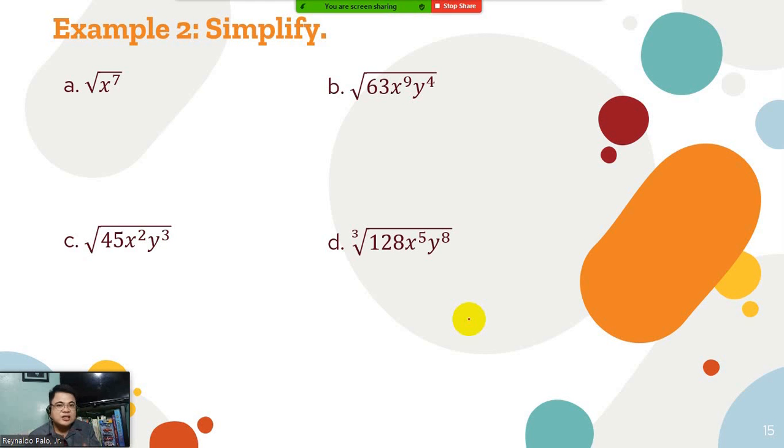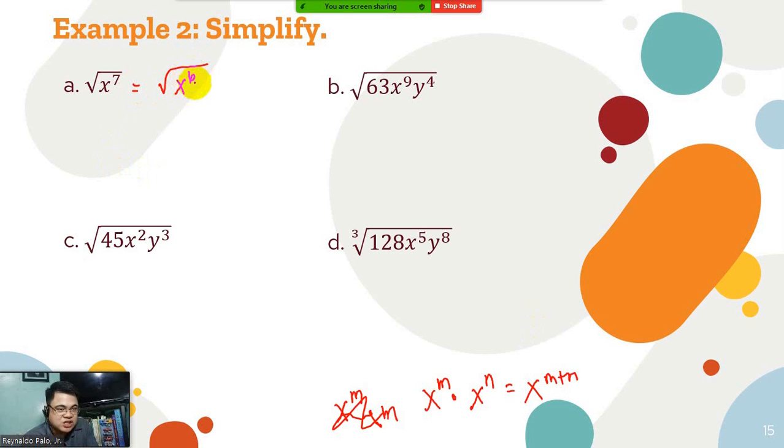How about this set of examples? For letter A, we have to simplify the square root of x raised to the 7th power. Take note of the multiplication law of exponents: if we have x raised to the power of m times x raised to the power of n, keep the base and then add the exponents. That's what we're going to do here. The square root of x raised to the 7th power is not a perfect square. The exponent must be divisible by the index, which is 2. What is the nearest number to 7 that is divisible by 2? Of course, it is 6. x raised to the 6th power times x.